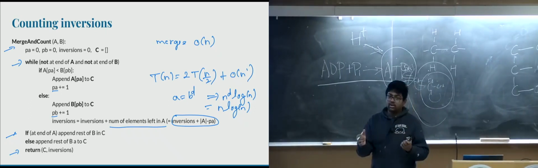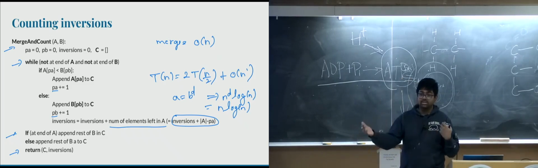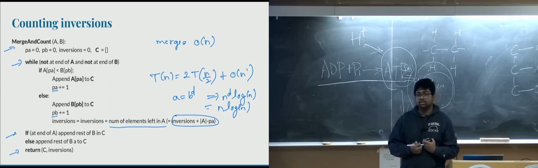Because when they are equal, we are not interested in those elements. And anyway, we are given that the elements in the array are distinct integers. So they will never be equal.